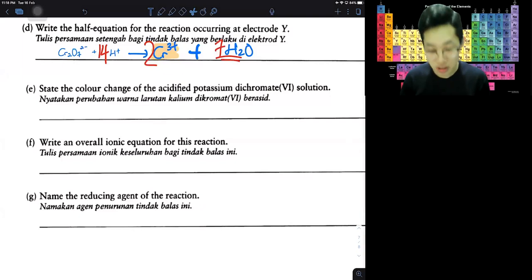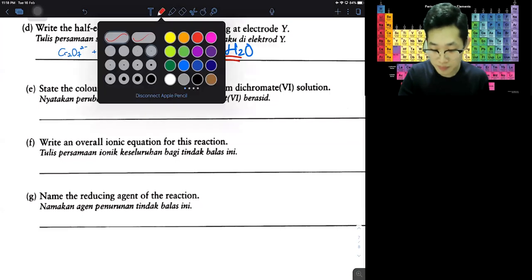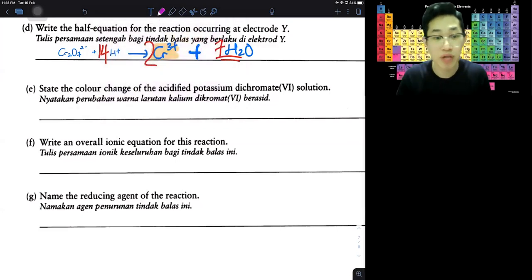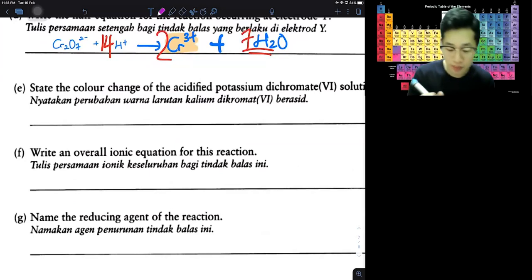Where should I put my electron? Left or right? This is what you can do. Okay, good, very good. This is what you can do. You can count the charge.